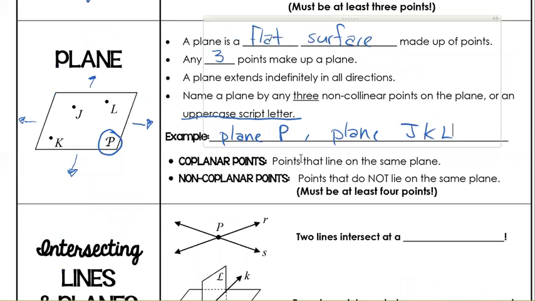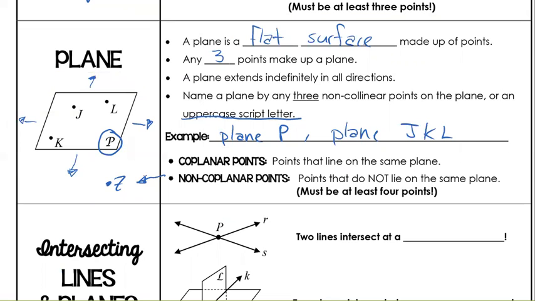Now let's bring it down. Coplanar points are points that lie on the same plane. So these points are all coplanar. Non-coplanar points are points that do not lie in the same plane, and there must be at least 4 points. So for example, if I have a point here and I call it Z, that is not on the same plane, so it's non-coplanar.